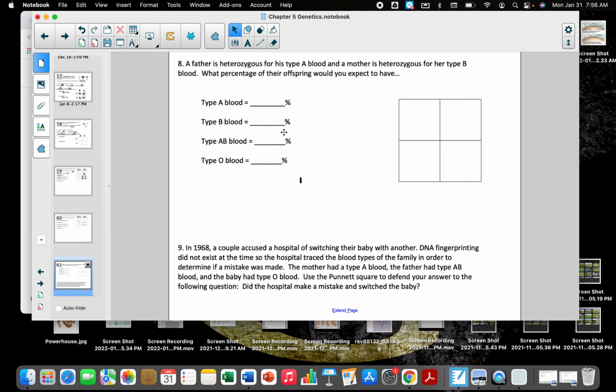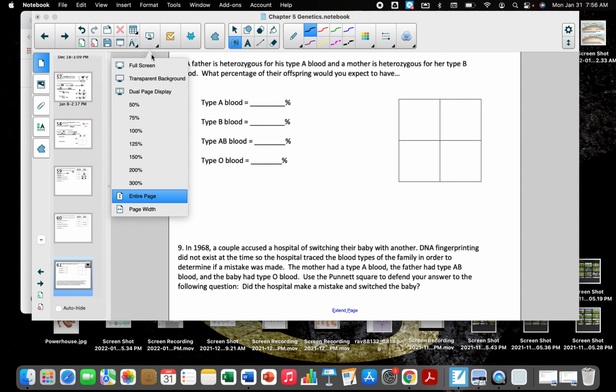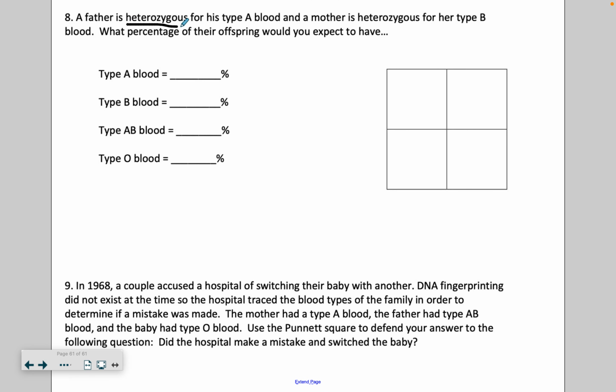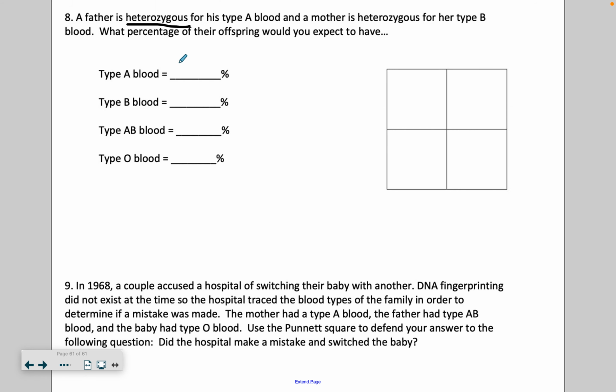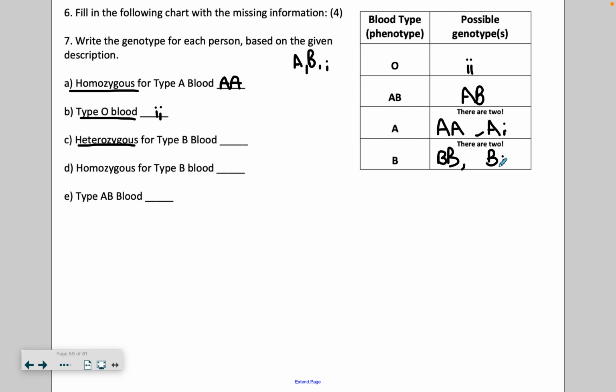Okay, so the back page deals with blood types and some scenarios. It says a father who is heterozygous for type A blood. Okay, heterozygous. Hetero means different. And if we look at our previous table for heterozygous, big A, little i. So I'm just going to write big A, little i for his type A blood. And his mother is heterozygous for her type B blood. All right, hetero means different, so it's going to be big B, little i.